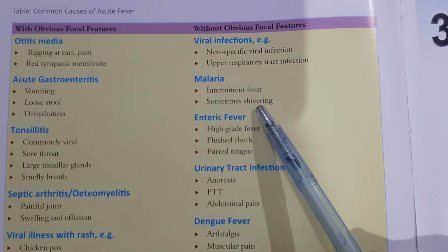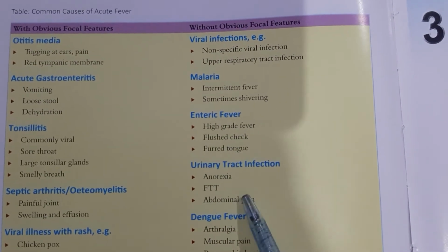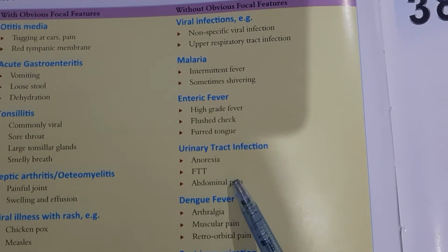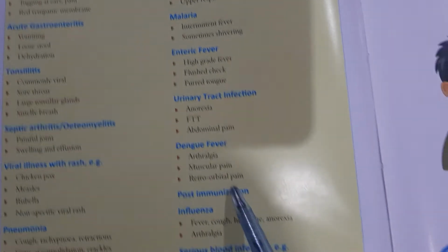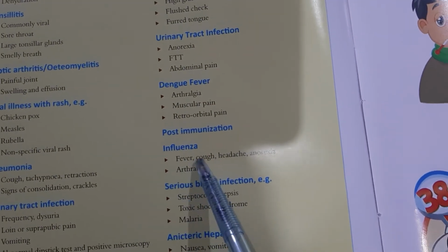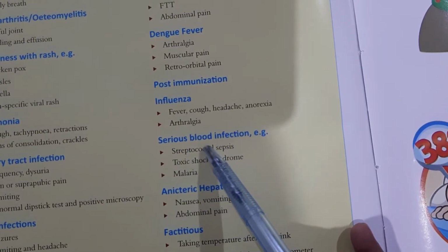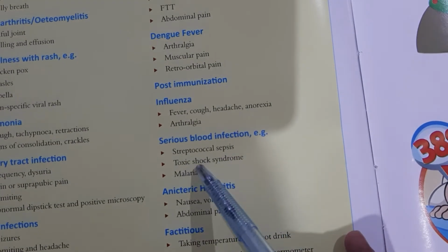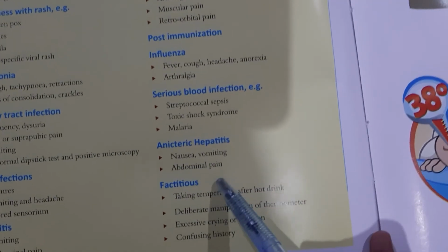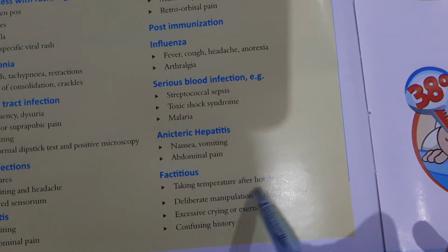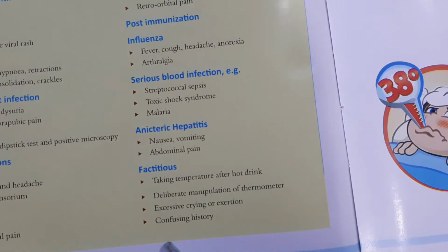intermittent fever, sometimes shivering, enteric fever with high grade fever, flushed cheeks and furred tongue, UTI, anorexia, and failure to thrive, and abdominal pain, dengue fever with arthralgia, muscular pain, retro-orbital pain, post-infectious inflammation, influenza, fever, cough, headache, anorexia and arthralgia, serious blood infections like streptococcal sepsis, toxic shock syndrome, hepatitis, nausea, vomiting, abdominal pain, factitious fever, taking temperature after a hot drink, deliberate manipulation of the thermometer, and excessive crying or exertion.